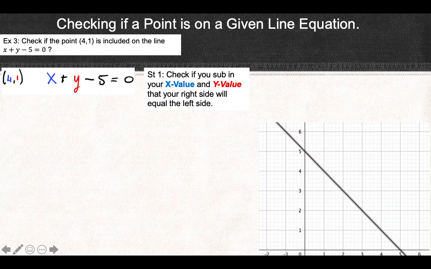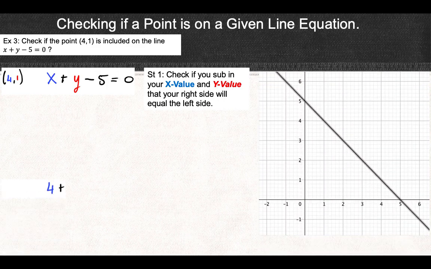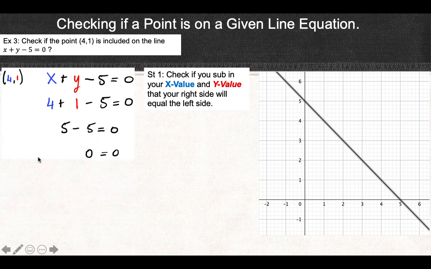So for example, instead of x plus y minus 5 is equal to 0, we can check 4 plus 1 minus 5 is equal to 0. 4 plus 1 is 5. 5 minus 5 is equal to 0. 0 is equal to 0. Which makes sense because if you come over and look at our line over here, we were asked to look at the point 4, 1. There's 4, there's 1, and we can clearly see it's on the line.